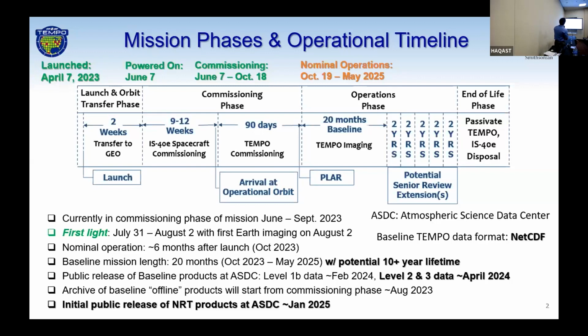And I do want to note that our data is not public yet. I'll show some images today, but we have our level 2 and level 3 products, which I'll show here in a minute, planned for release in April 2024. And we'll have our offline products extending back to the start of the commissioning phase when we have it available. So we'll have data dating back to August of 2023 when we make it public in April, hopefully. And then we have near real-time products on the plate too. Our initial planned release of our near real-time products is going to be in January 2025.